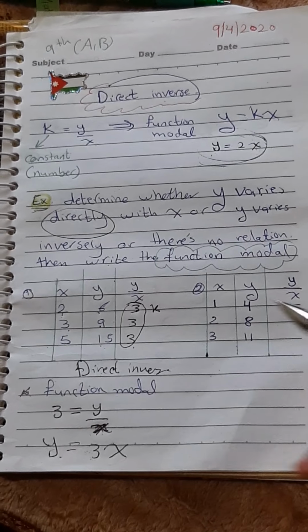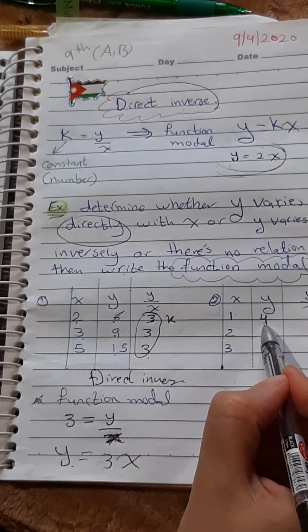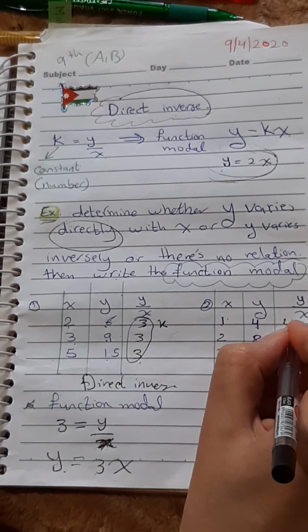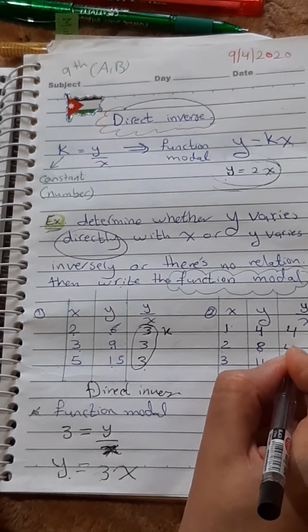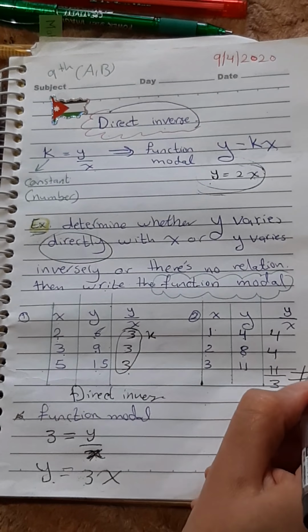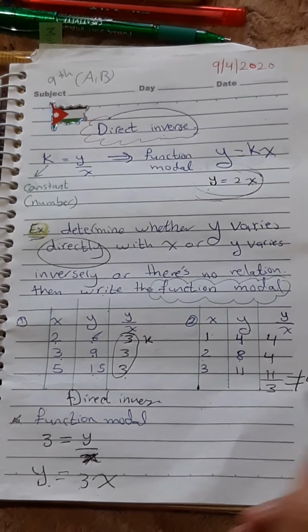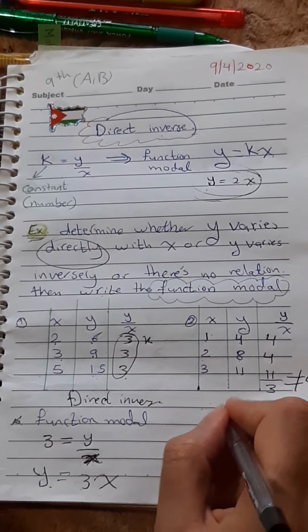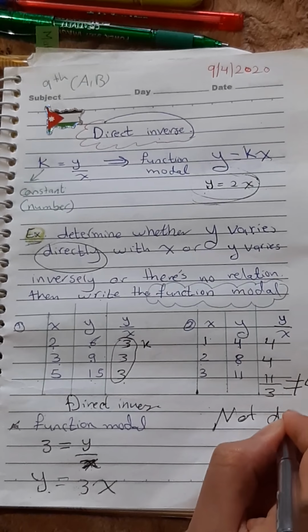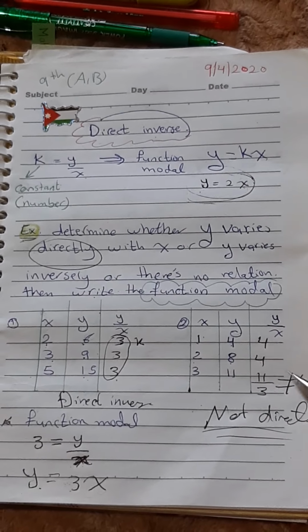Let's take this example. Divide the second column by the first column. 4 divided by 1 is 4. 8 divided by 2 is 4. 11 divided by 3, is it 4? No, it's not 4. So I got a different value from 4 and 4. So it's not direct variation. Since it's not direct, we didn't need to write the function model.